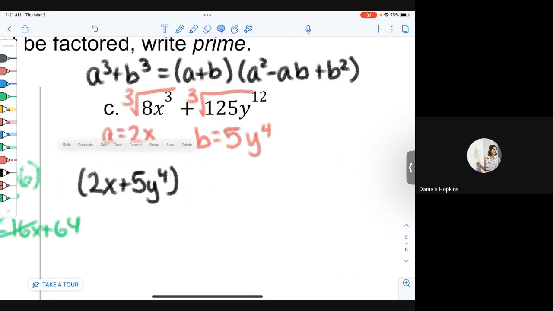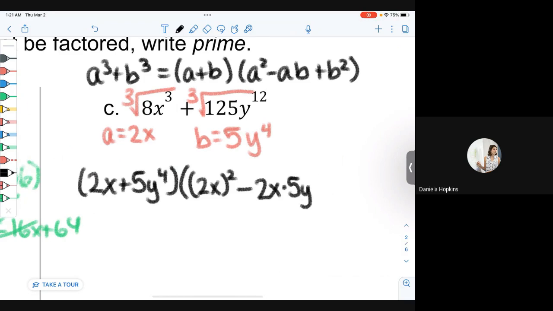But then my second parenthesis, I want to add some extra parentheses just so I know how the square works. So it's all of my a squared. So it's (2x) squared minus 2x times 5y to the fourth plus (5y to the fourth) squared. So I have to carefully add in that power here and there and there and there.